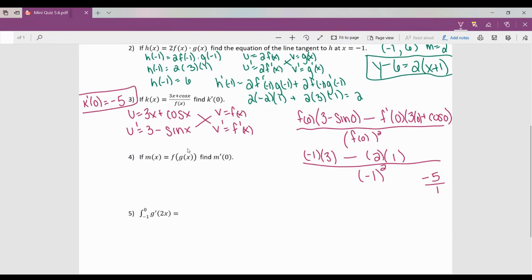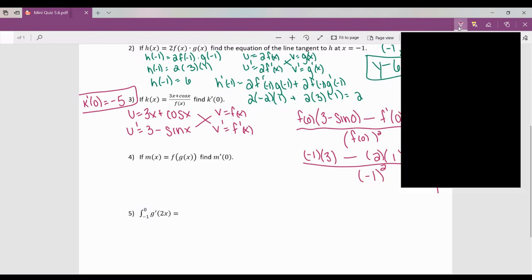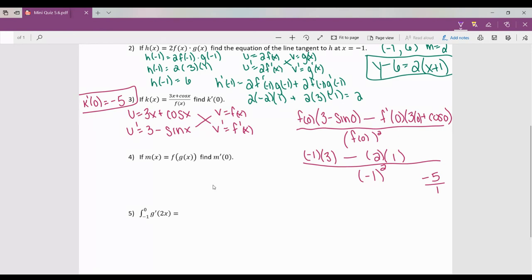We've got f of g of x. So I've got a function inside of a function. That is chain rule. So to find the derivative, I'm going to do the derivative of the outside, f prime. I keep the inside the same. Then I multiply by the derivative of the inside. And that's what m prime of x is equal to. Now, if I'm trying to find m prime of 0, I'm going to replace all the x's with zeros.